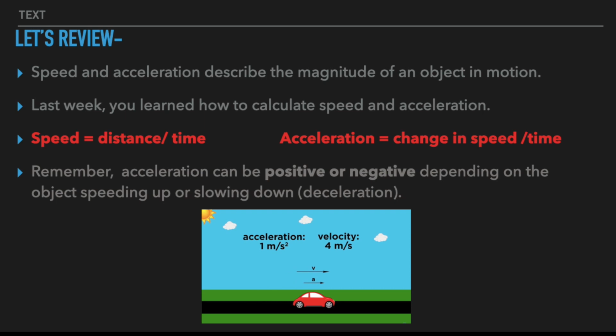Hey guys, let's review. Speed and acceleration describe an object in motion. Last week you learned the speed and acceleration formulas. You learned that the units for speed are meters per second and the units for acceleration are meters per second squared. Also remember that acceleration values can be positive or negative depending on if you're speeding up or slowing down.